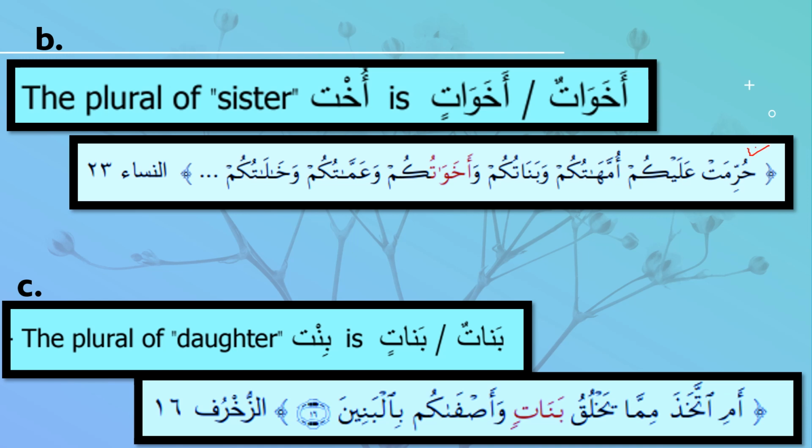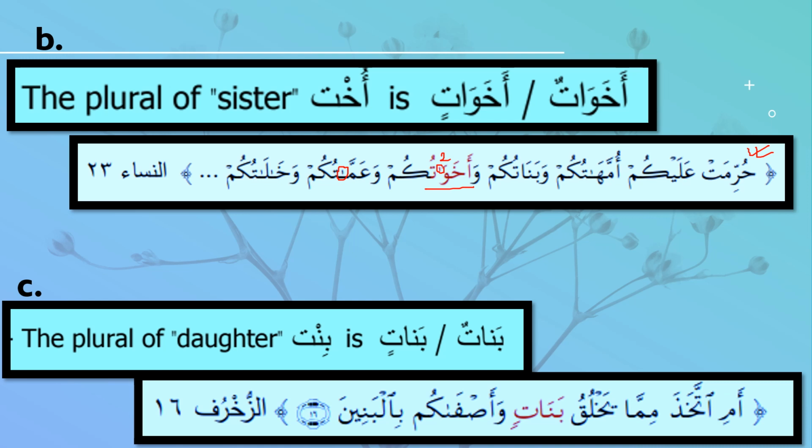So now we take another example here from the Quran. Hurrimat, made haram on you, ummahatukum, your mothers, wa banatukum, your daughters, wa akhawatukum. So you can see the plural akhawatukum. There is an alif saghira, no alif here. Wa ammatukum, so this is another alif saghira. These are your paternal aunts. Wa khalatukum, your maternal aunts.